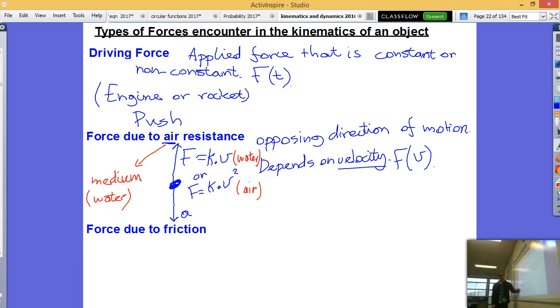Then friction, sliding. You've got two types of friction. You've got what's called static friction. This is a friction that makes objects stand still on a surface.